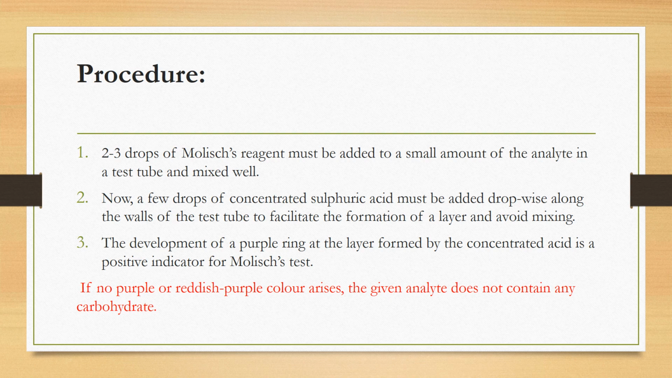Okay, the procedure of the test. Number 1, in a dry and clean test tube, drop 2 to 3 drops of Molisch reagent. 2 to 3 drops of Molisch reagent must be added to a small amount of the analyte or the sample in the test tube and mixed well.